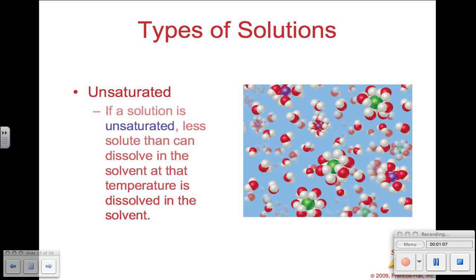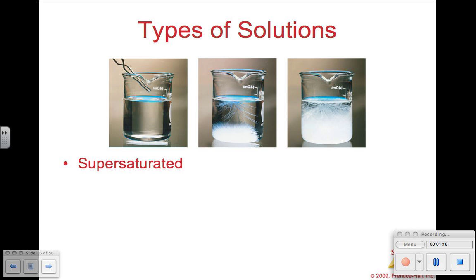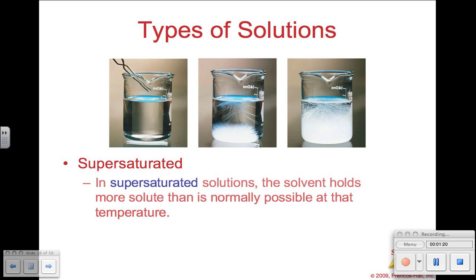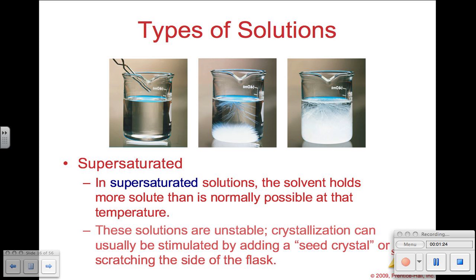Another type of solution would be an unsaturated solution. This is where you have less solute dissolved than what the solvent can dissolve at that particular temperature. And a supersaturated solution, which we went through in class, is when the solvent holds more solute than is normally possible at that temperature. These solutions are unstable, as you saw in class, where I dropped a seed crystal directly into it, and the whole thing crashed out of solution, and the whole test tube had the solid form.